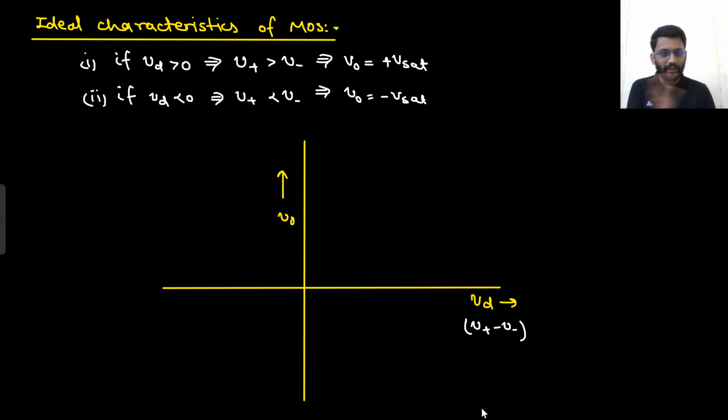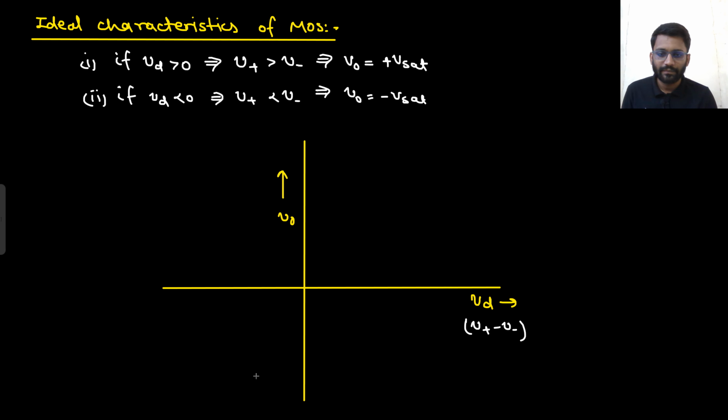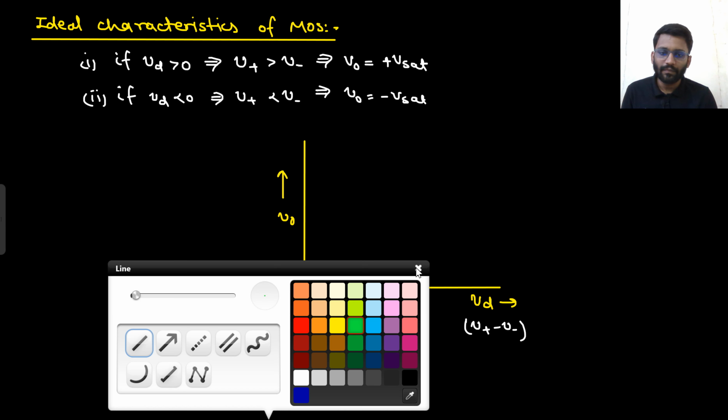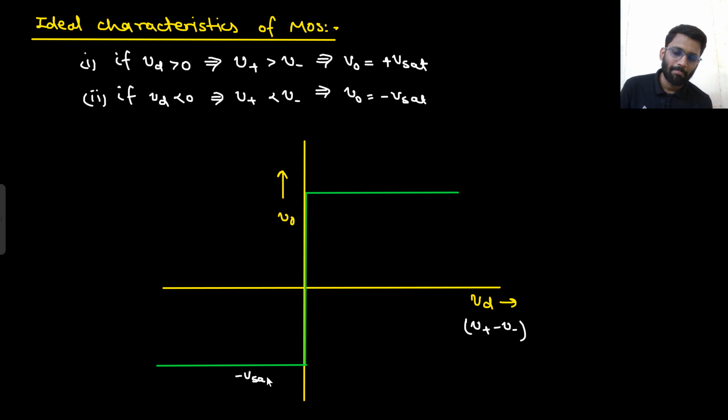Because the gain is already infinity. So for just greater than 0, plus V set, and for just less than 0, minus V set. Minus V set and plus V set. Well and good.